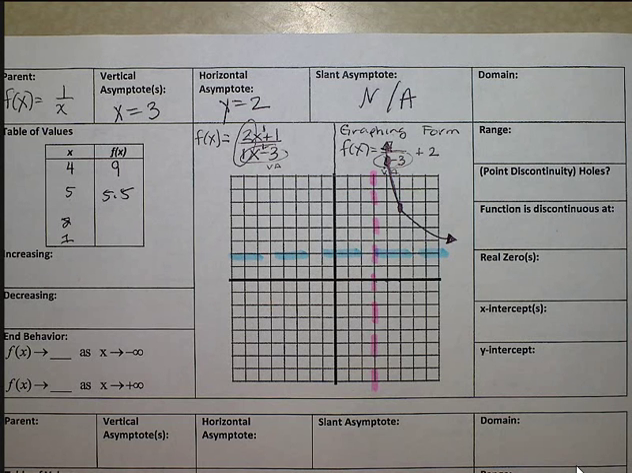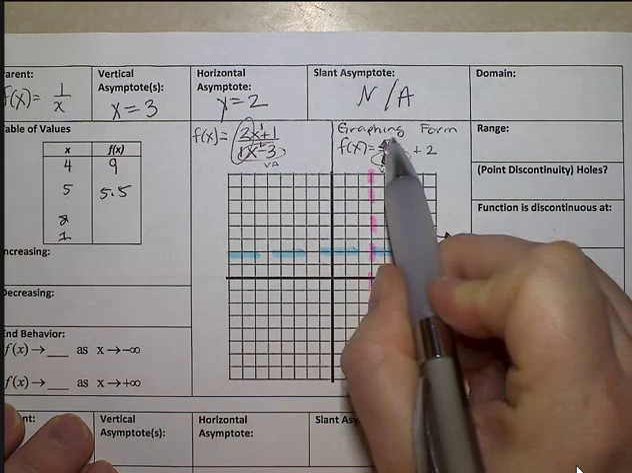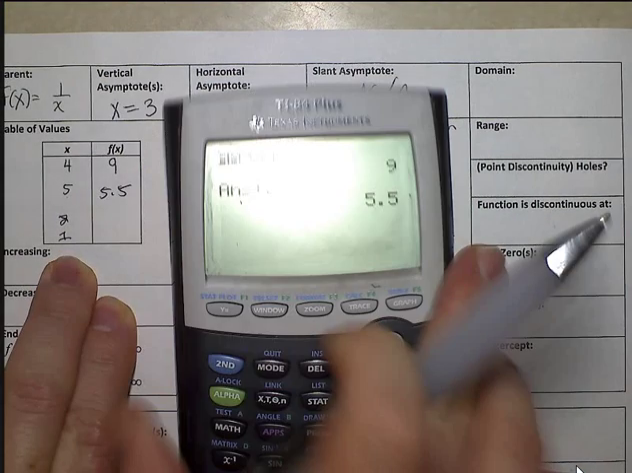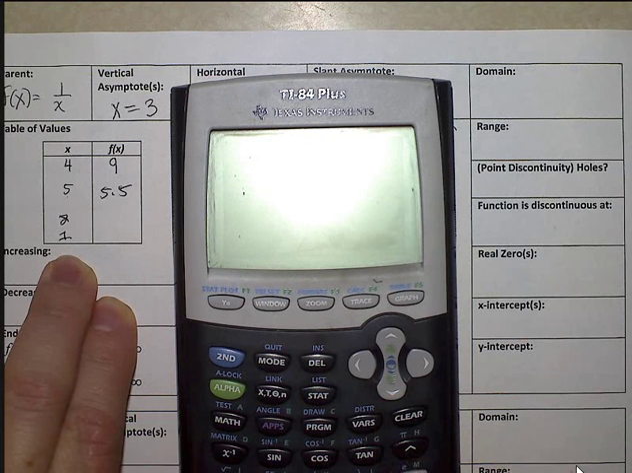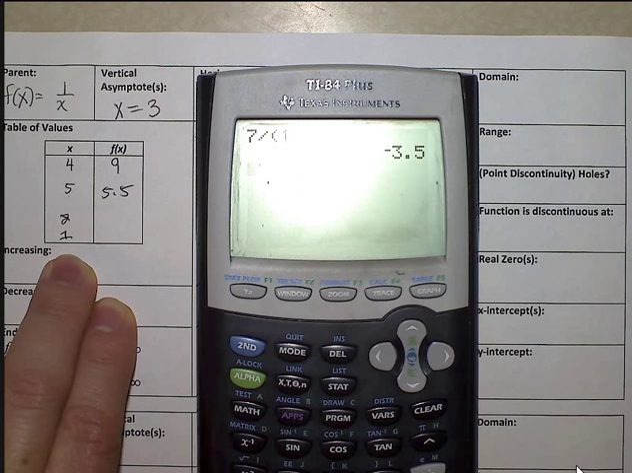Rhonda, when you plug in 1, what did you get for an answer? Either equation. It's up to you. This is 2x plus 1 over 1x minus 3. This is 7 divided by x subtract 3 plus 2. So it's your choice. For instance, you can do 7 divided by 1 subtract 3, press enter, and then add 2 to it. So -1.5.